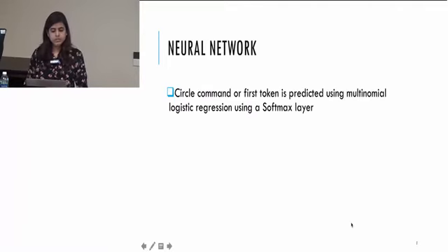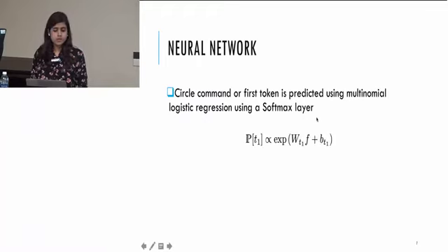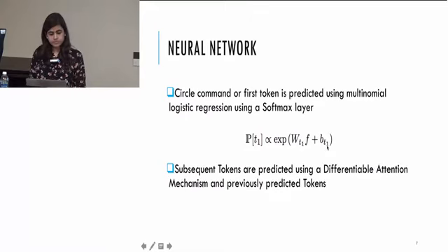How is this done? So circle command of the first token is predicted using multinomial logistic regression, using a softmax layer. Usually we know that binomial logistic regression is used for binary classification, right? You get 0 and 1 as output. But since we have 4 outputs for the first token, it can be a circle, it can be a rectangle, it can be a line, it can be a stop sign. So you need multinomial logistic regression, which is given by here, the probability of the first token proportional to your W transpose f and bias.